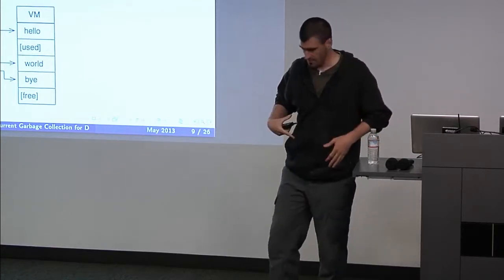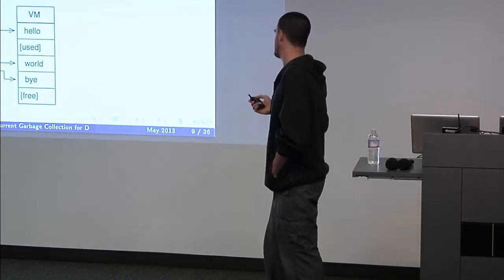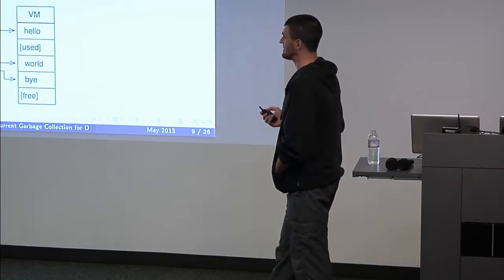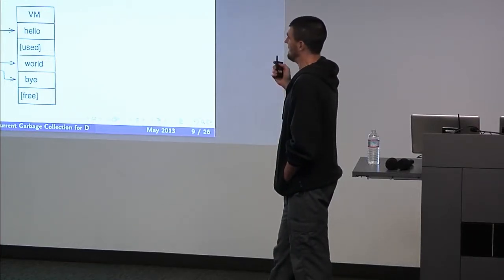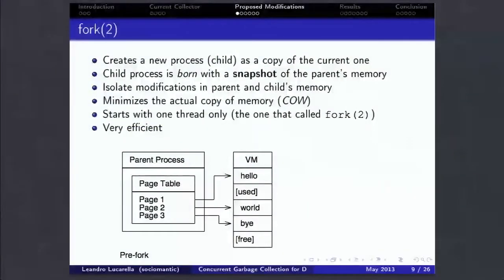So this is what I propose to change. First, I have to introduce the fork system call. How many people here know what fork is? Pretty good. Okay, so fork basically creates a copy of the process.